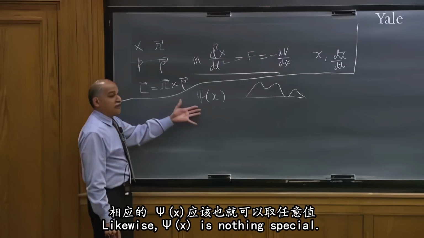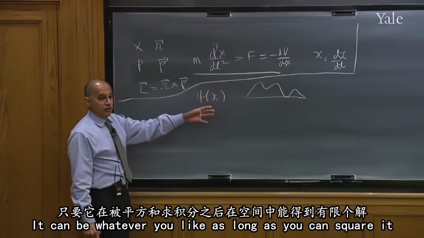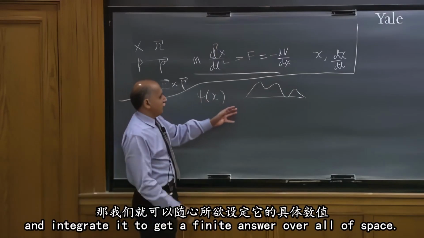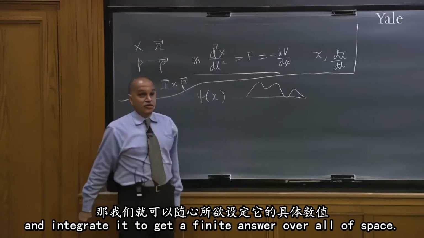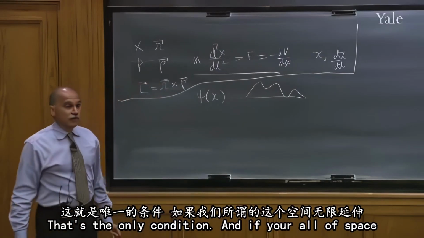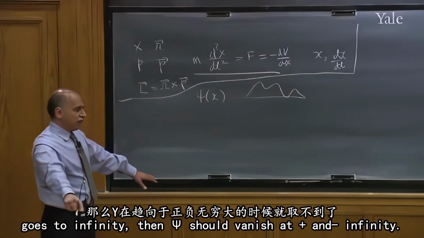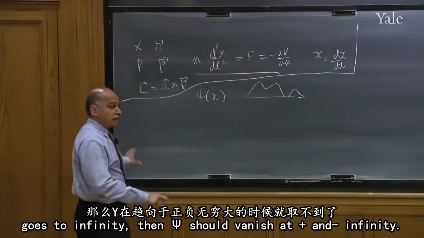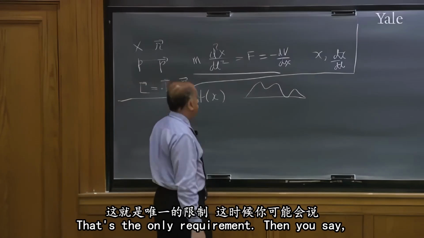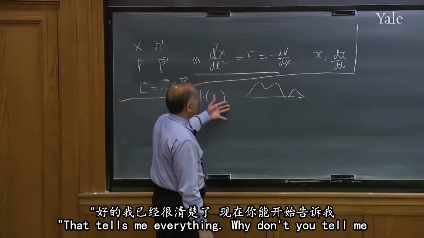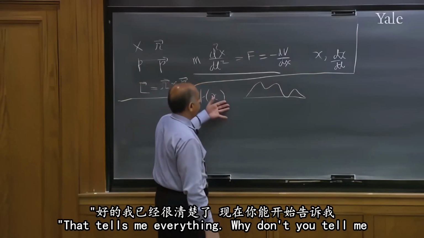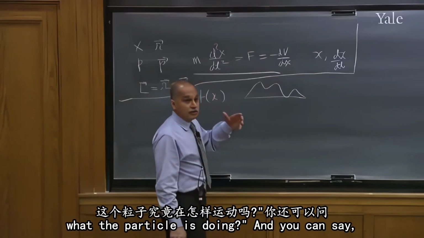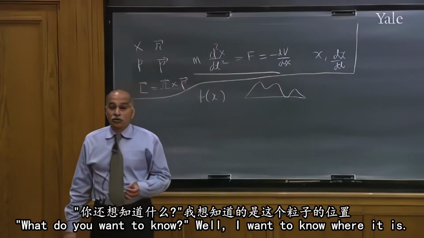Likewise, psi of x is nothing special. It can be whatever you like as long as you can square it and integrate it to get a finite answer over all of space. That's the only condition. And if your all of space goes to infinity, then psi should vanish at plus and minus infinity. That's the only requirement. Then you say, okay, it tells me everything. Why don't you tell me what the particle is doing? And you can say, what do you want to know?